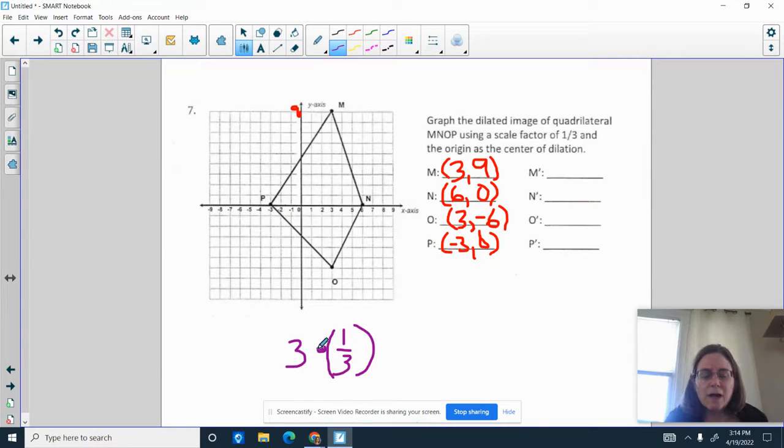Absolutely. If you want to do it by hand, when you multiply fractions, you just multiply straight across. So you multiply your numerators, you multiply your denominators, and then you simplify. 3 times 1 is 3. 1 times 3 is 3. And then simplify it. So that's 1.